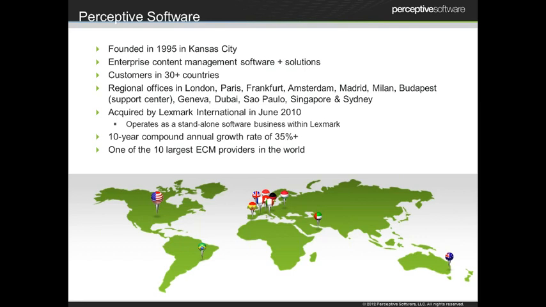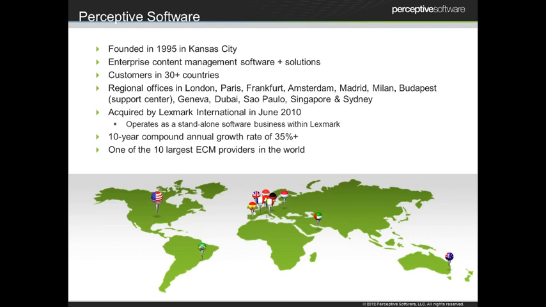Since our inception, our focus has been on process and content management software. This includes our flagship product, ImageNow, as well as business process management or BPM solutions, enterprise content management, document output management solutions, and business intelligence, as well as many other products and solutions. Across all of our industries, we have customers in over 30 countries worldwide.